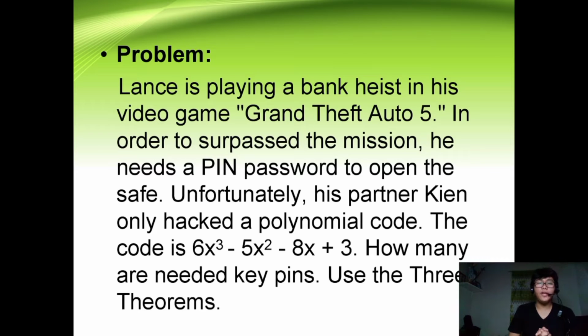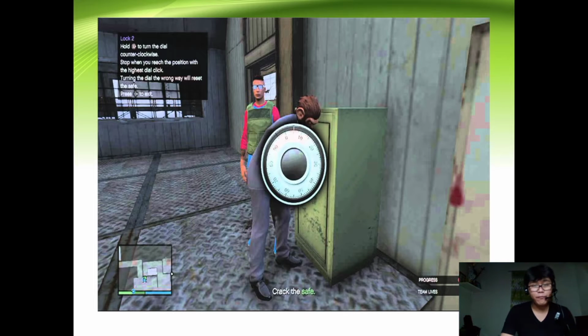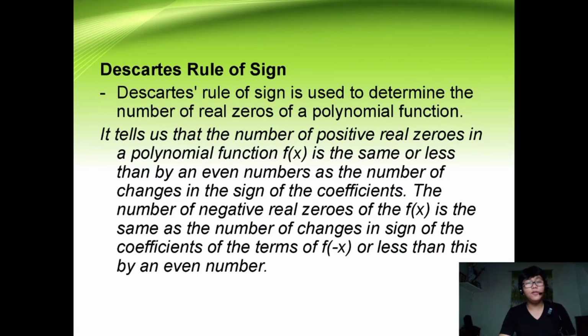So first, before we find out those pins needed to answer this problem, we should tackle first those three theorems. So here is the picture of the bank case. The first one is the Descartes rule of sign. Descartes rule of sign is used to determine the number of real zeros of a polynomial function. Again, only the number of real zeros, okay?